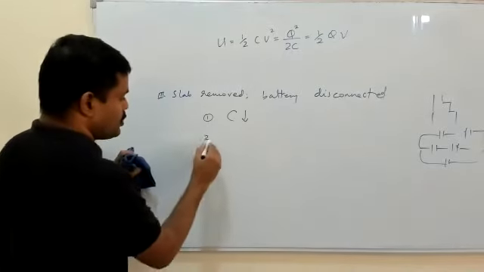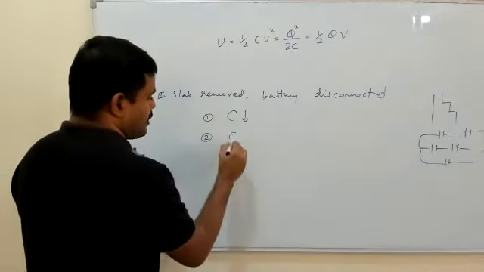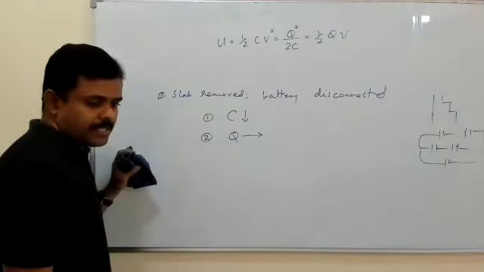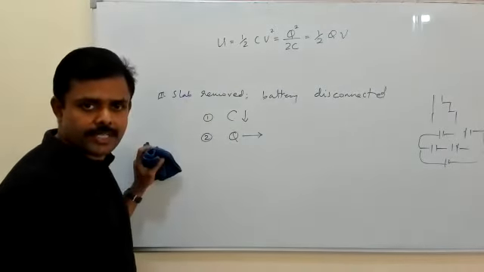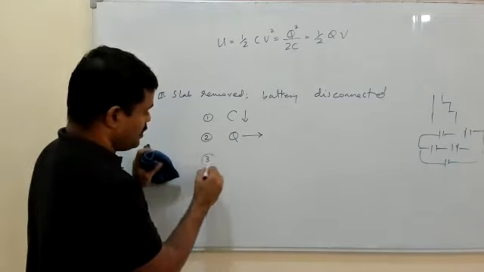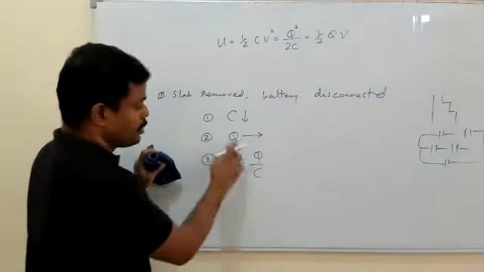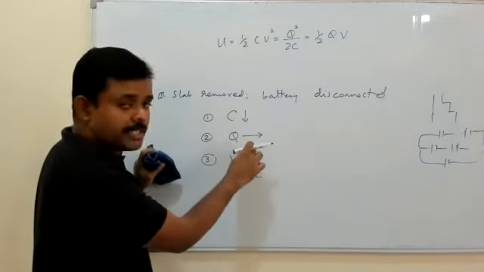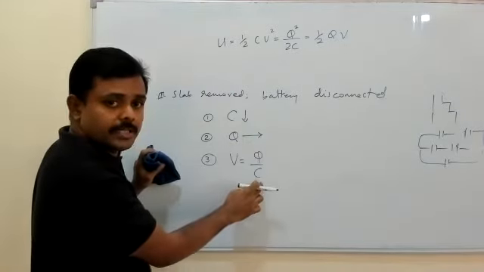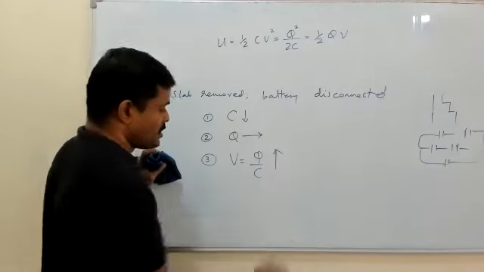Right. Number two. Battery disconnected. Battery disconnected means charge is a constant. There is no further flow of charges. Then third one. V is what? V is equal to Q over C. Look at that. Q is a constant here, but C is decreasing. Denominator is decreasing. So this value must increase.